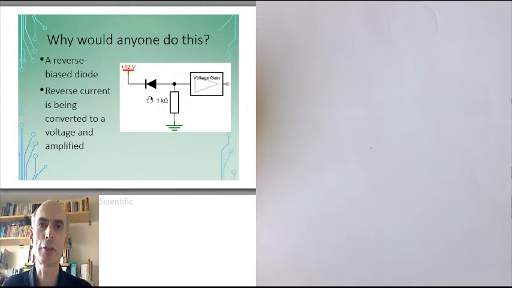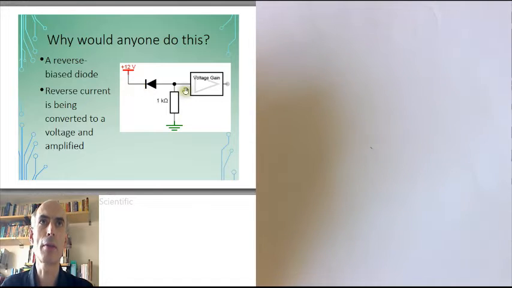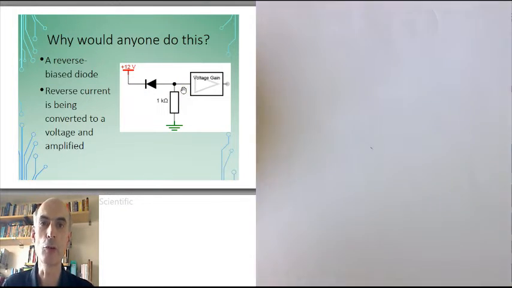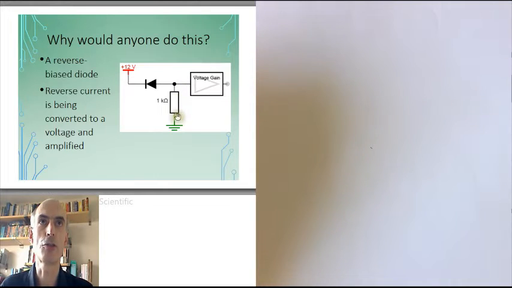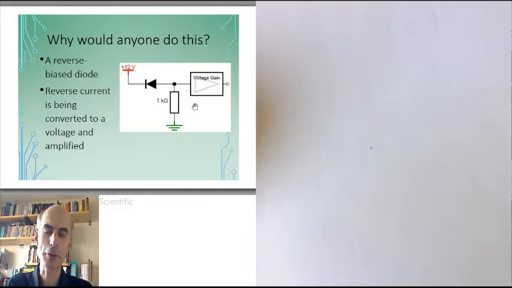If the saturation current is, say, 1 nanoamp, then a voltage of 1000 times that, or 1 microvolt, would appear across this 1K resistor. That 1 microvolt would be amplified by this amplifier and output from the circuit. What is the point of building a circuit which outputs an amplified version of 1 microvolt? Well, I can think of two reasons why you might want to do this.